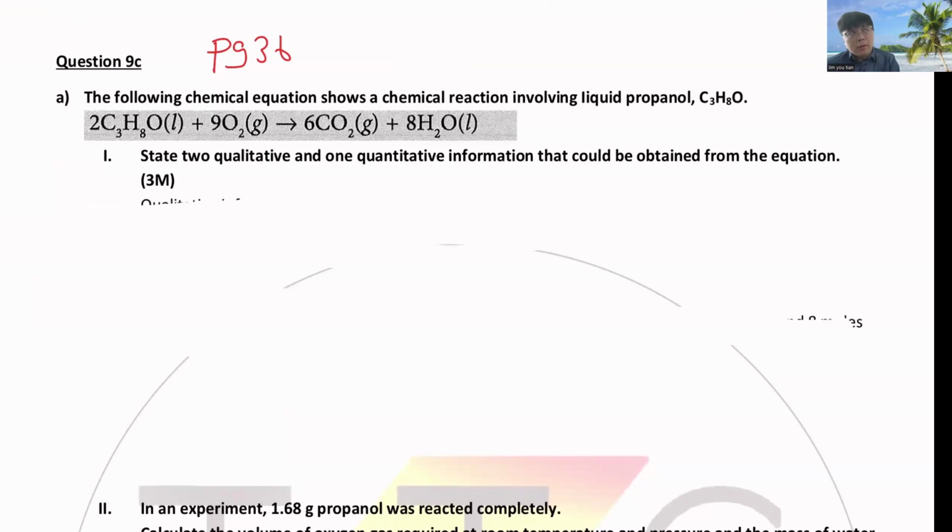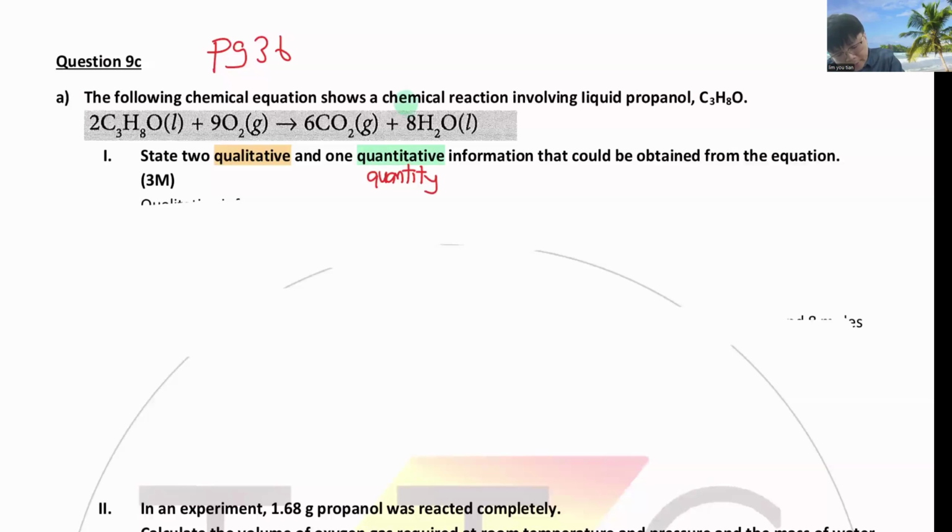This one came out recently in SPM. That's why you see a lot of schools will ask you this, just in case they repeat it again in SPM. So we have two types of information that you can get from an equation. First is called qualitative, then another is quantitative. In the exam, just remember quantitative means quantity. How is it, what is the number?